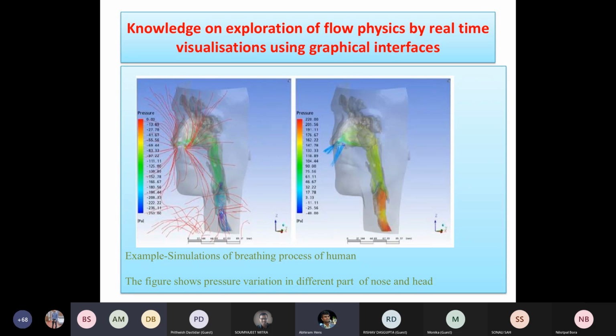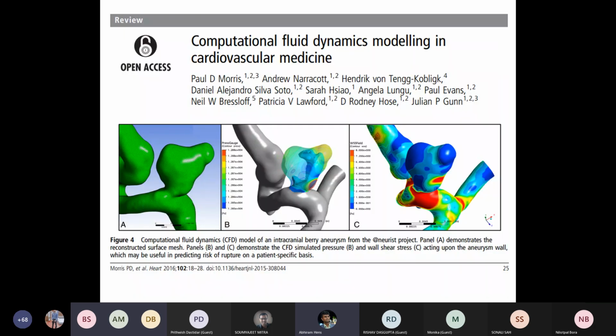If you would like to get an idea about the entire flow profile, you can do fluid analysis, the CFD analysis. That will give you this kind of contour mapping and show you the streamlines of how flow is taking place. This is a review paper which was published. It states about computational fluid dynamics.